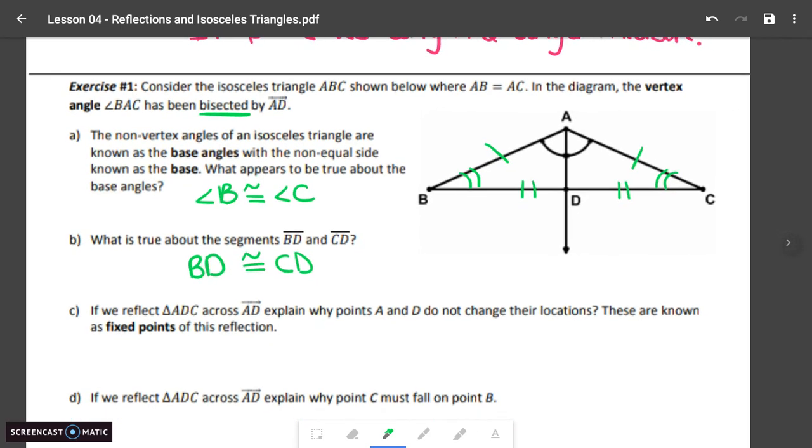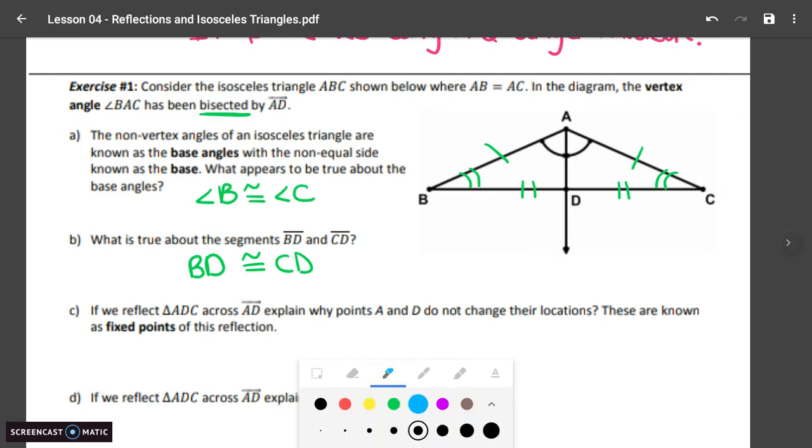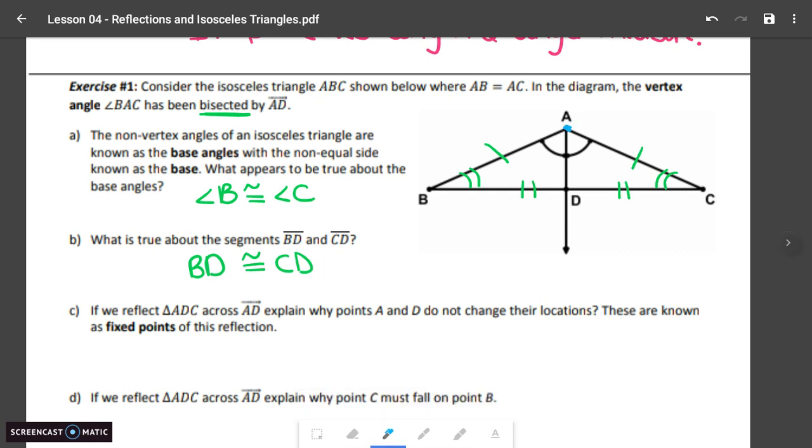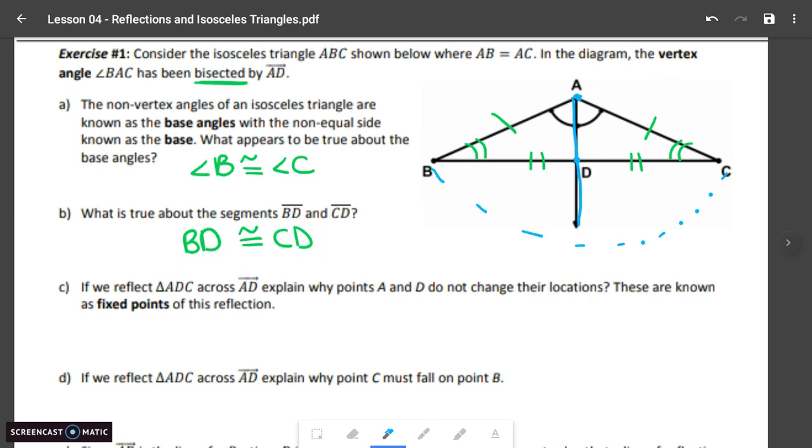If we were to reflect triangle ADC over the line AD, two points wouldn't move though. Neither A nor D would move. The reason why is because they're on the line of reflection. So these fixed points can't go anywhere if we're reflecting over AD, because with a reflection, B would snap over here onto C. So we're going to fill in here. They are on the line of reflection.